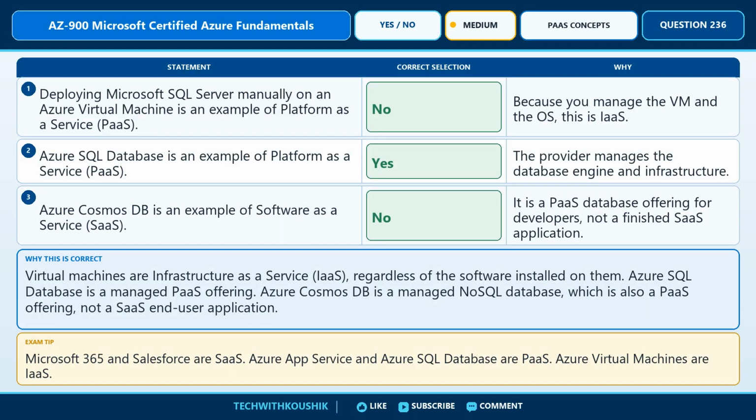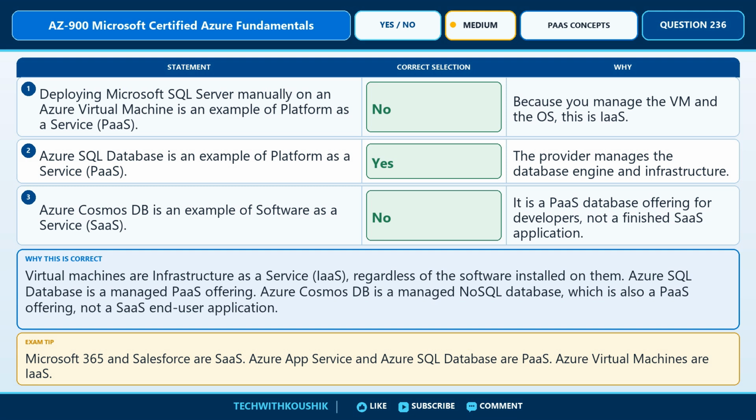Statement 1 should be marked no. Because you manage the VM and the OS, this is IaaS. Statement 2 should be marked yes. The provider manages the database engine and infrastructure. Statement 3 should be marked no. It is a PaaS database offering for developers, not a finished SaaS application.